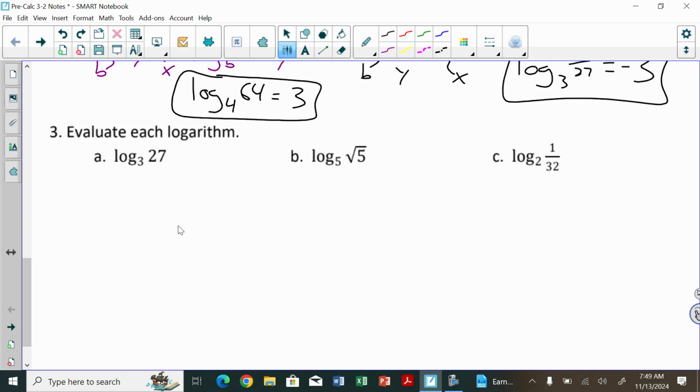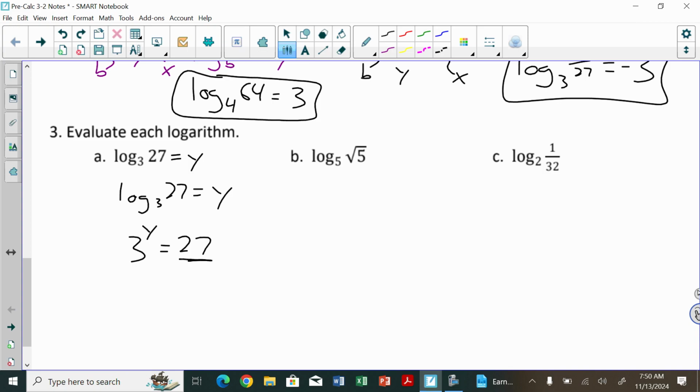So basically, we want to set these equal to y. So basically, I have log 3 of 27 equals y. All right, now I want to rewrite that into exponential form. So I would take 3 as my base, 3 to the y power equals 27. So if I rewrite it in exponential form, then I'm in good shape.